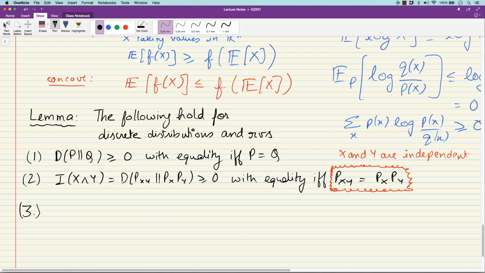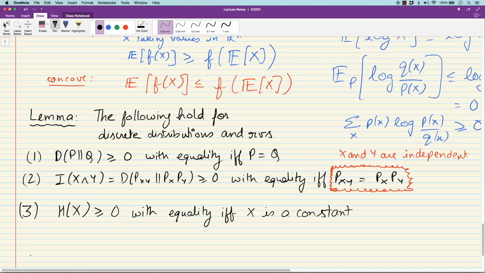Third property, it's about entropy. The third one says that entropy H(X) is greater than or equal to 0, with equality. So when is entropy 0? We've already seen that actually, but I'll revise this property. If and only if X is a constant.